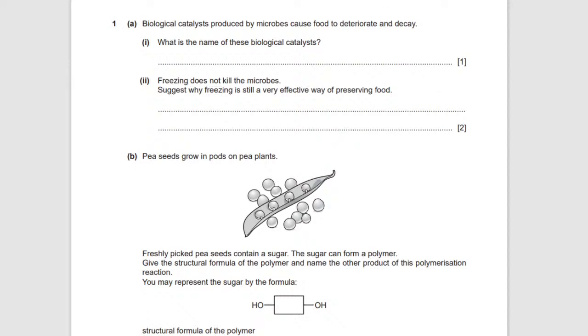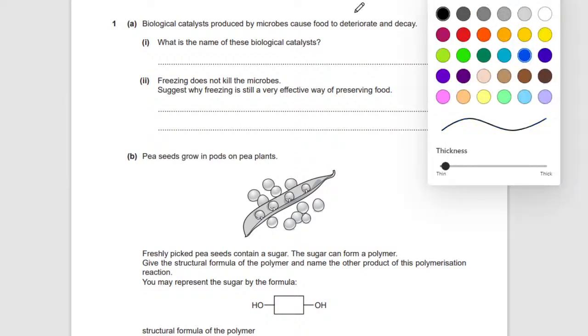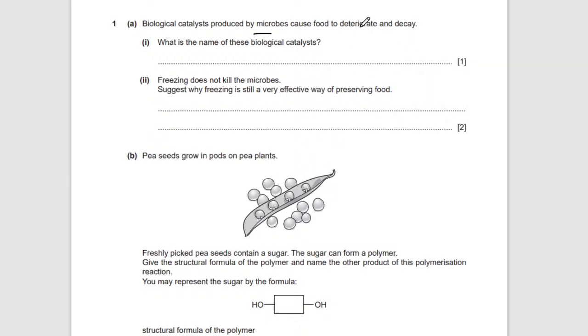It says biological catalysts produced by microbes cause food to deteriorate and decay. Name these biological catalysts. If you do biology, you should know this answer. One example of a catalyst is called enzymes. This is a biological catalyst, enzymes. I'm not going to be writing throughout this live stream because my handwriting is really bad. Now let's move on to the next one.